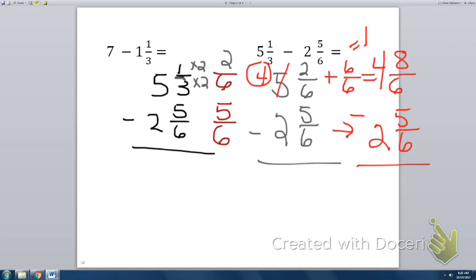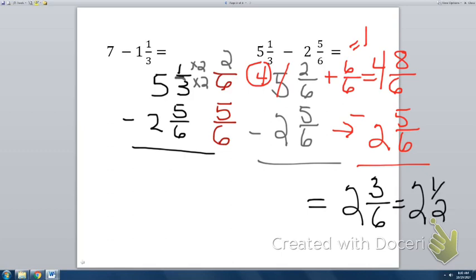So let's go ahead and subtract 2 from 4 by doing the whole numbers, which is 2, and I have my common denominator of 6. And 5 from 8 is 3, and hopefully you recognize right away that 3/6 is not in lowest terms because 3 is half of 6. That makes that one automatically 1/2. So the answer is 2 1/2, and you're done.